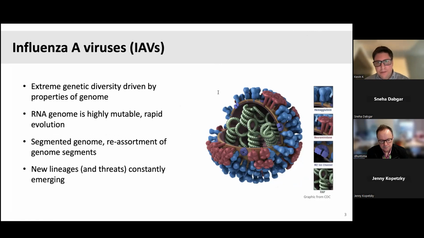Now, this extreme genetic diversification of flu viruses is really driven by two properties of the flu genome. First of all, it's an RNA genome, so it mutates quite easily compared to DNA in a process that we call genetic drift. And it's also a segmented genome. So the genome's actually split across 8 different pieces of RNA. And then when multiple flu viruses infect the same host, those different pieces of genome can get shuffled together, which creates new combinations in a process that we call reassortment. So because of genetic drift and because of reassortment, there are constantly new lineages and potentially new threats of flu emerging.